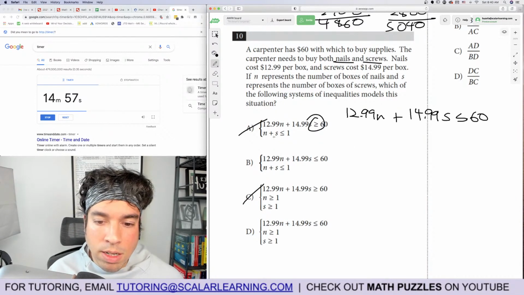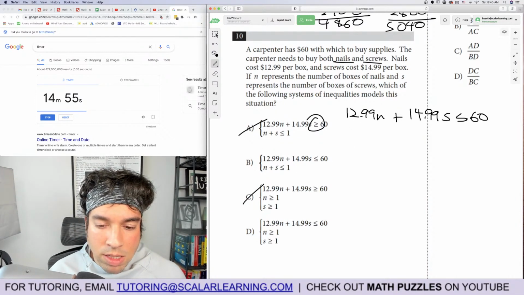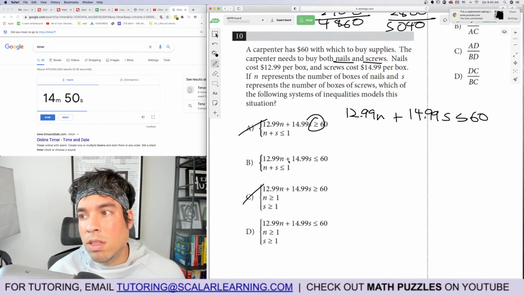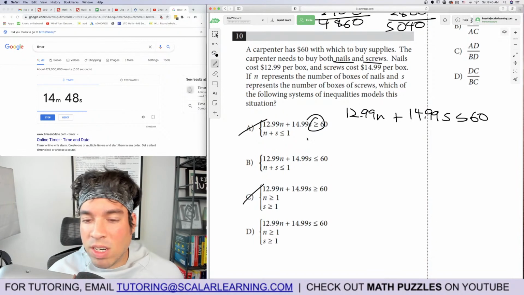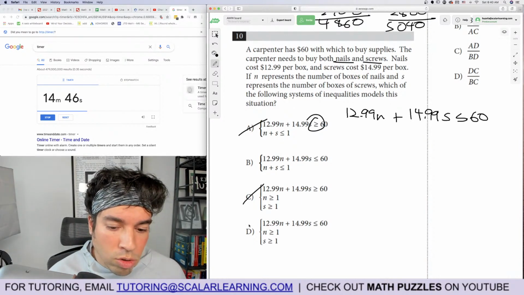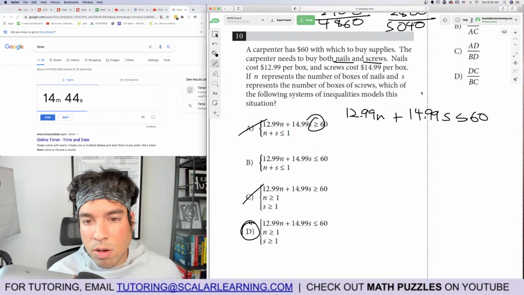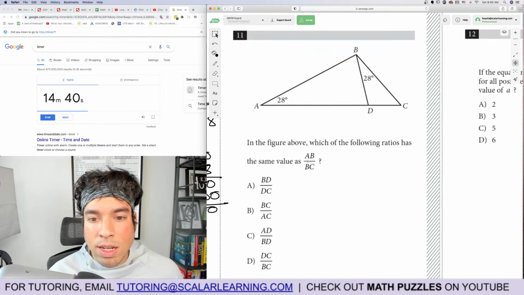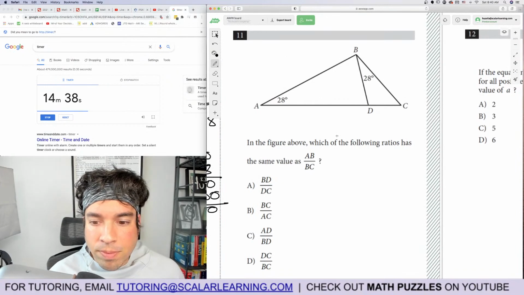He needs to buy both nails and screws. So we're assuming this doesn't make sense. Like the combined has to be less than or equal to 1. That doesn't even make sense. How can the number of boxes, that means 1 has to be 1 and 1 has to be 0, because we're talking about boxes. So this is the only thing that makes sense where we're going to buy at least 1 box of nails, 1 box of screws. Boom, done.